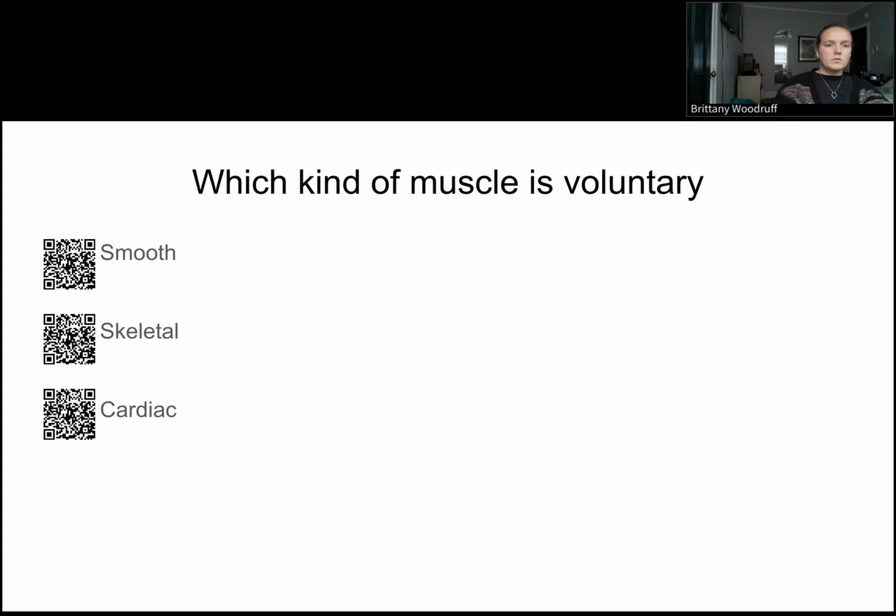Yeah. So skeletal muscle is going to be voluntary, right? Smooth muscle is going to be found in places like your digestive tract, uterus, bladder, blood vessels, etc. You do not have to consciously think about making your stomach contract. You don't have to think about making your blood vessels contract or stuff like that, right? They just kind of happen. So they are involuntary muscles.